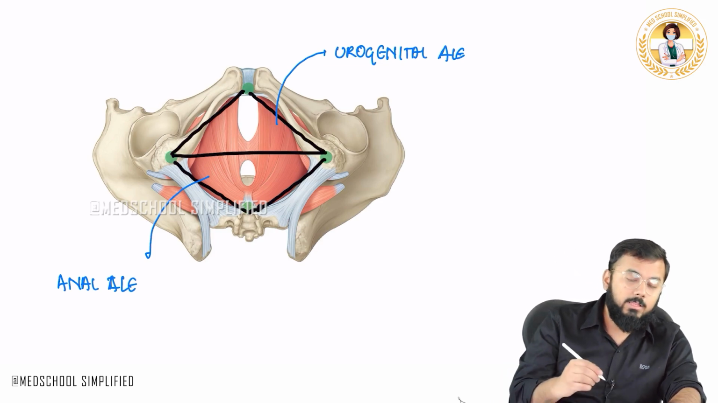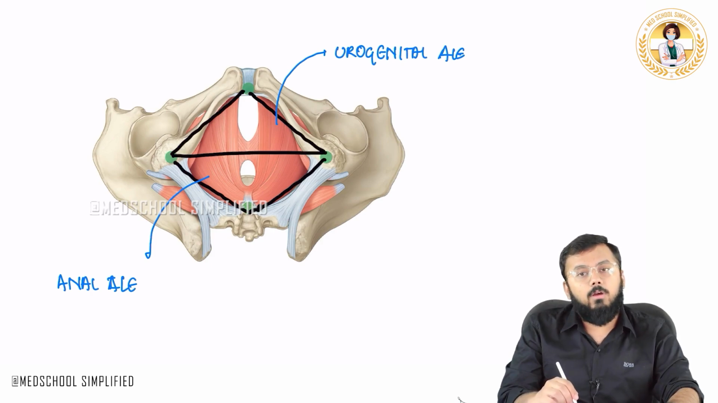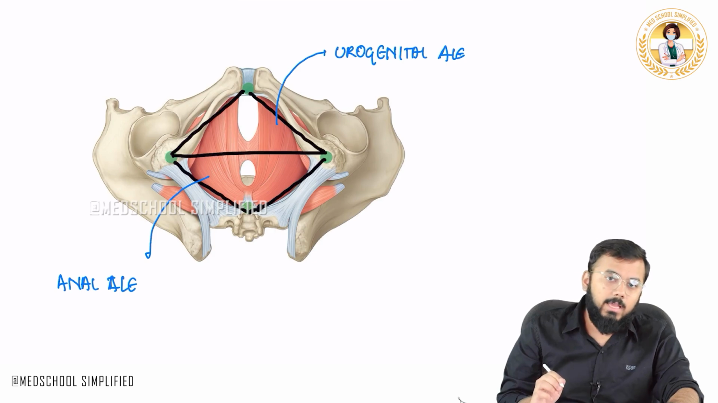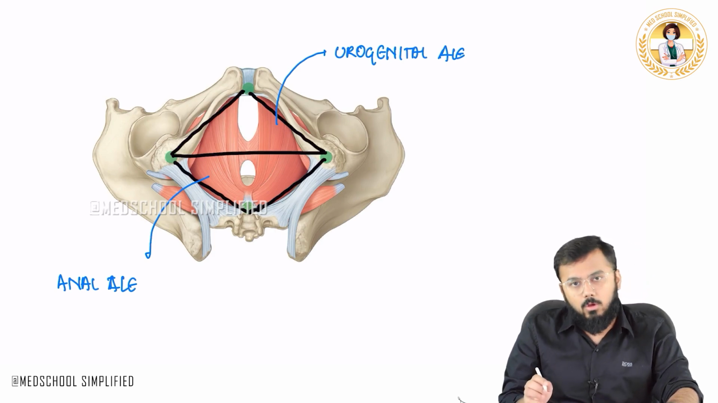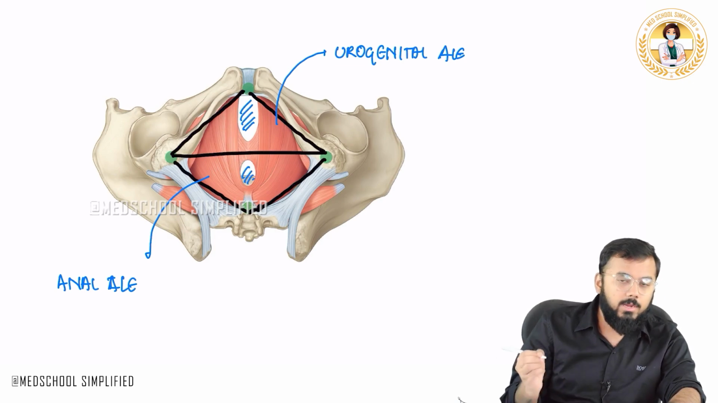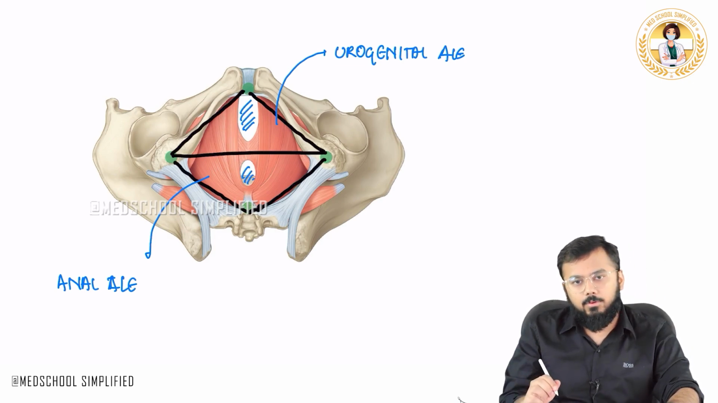Now within the urogenital triangle, what do you have? I told you, within the urogenital triangle you will have the urethral orifice. Within the anal triangle, what do you have? You will have the anal orifice. So the upper one is the urethral orifice and the lower one is your anal orifice. These are some very important things which you need to know.